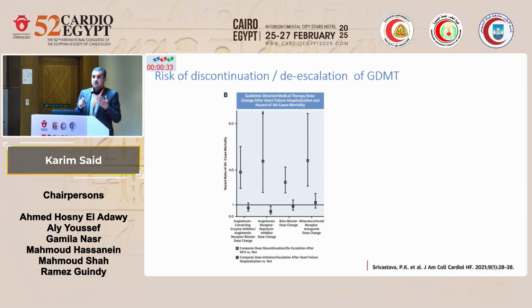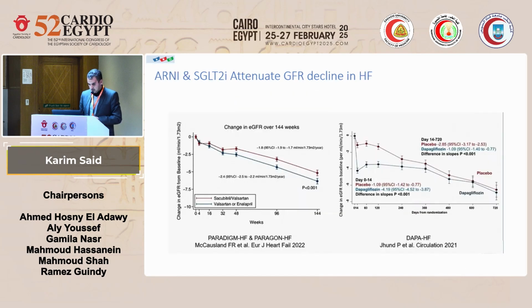The problem comes when physicians discontinue or de-escalate these medications. This discontinuation is associated with increased mortality in those types of patients. And actually, when we continue on ARNI, and specifically on SGLT2 inhibitors, the rate of decline of eGFR in those patients, despite this initial drop, improves.